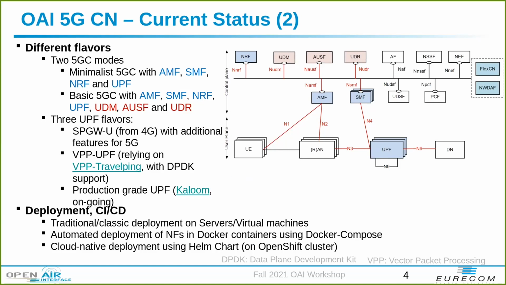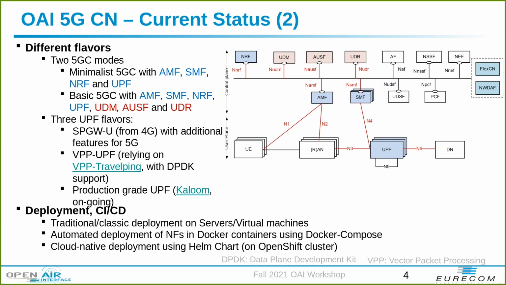For the deployment, we have 2 different options to deploy the OAI 5G core. The simple one is to use AMF, SMF, NRF, and UPF, which we call the minimalist. The basic option uses 3 more network functions, UDM, AUSF, and UDR, for now mainly for the UE authentication and procedures.